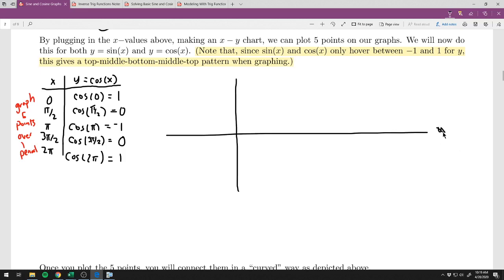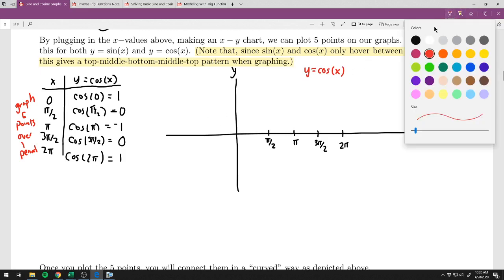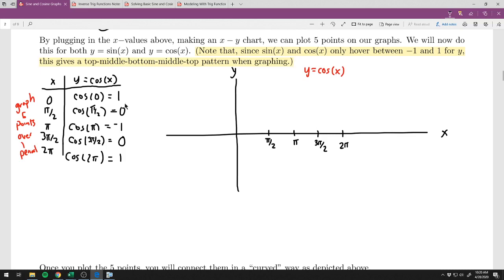So we got the x-axis and our y-axis. I'm going to start by just plotting these x values on the x-axis. Pi over 2. Pi. 3 pi over 2. And 2 pi. I'm going to stop there, even though we'll see this can continue because we would just be going around the unit circle some more. And I'll do cosine in red because we're going to end up putting sine on the same graph. But what you want to notice about the y values is they're just alternating between 1, 0, and negative 1. So I'm going to plot those.